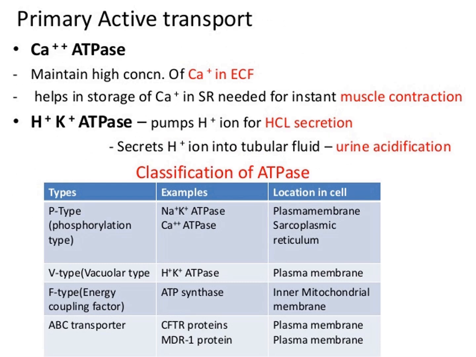So next, this is additional: calcium ATPase as well as hydrogen-potassium ATPase. If you want to get full marks, you can copy this, because this is for muscle contraction, HCl secretion, urine acidification. So this is extra, but if you want, you can write it.